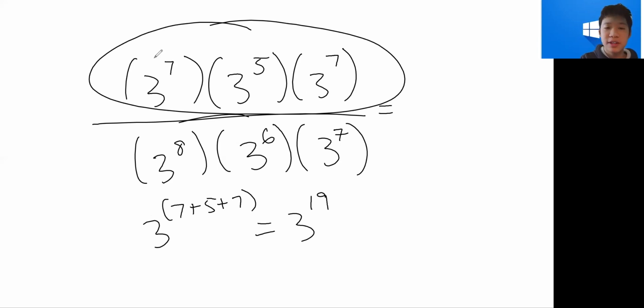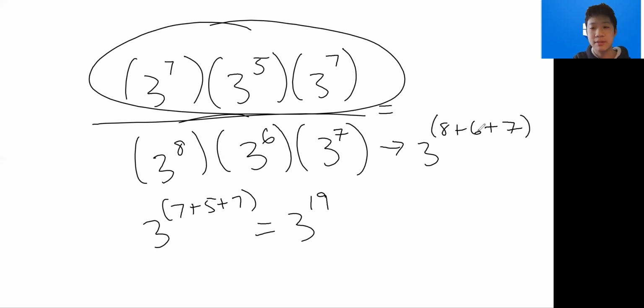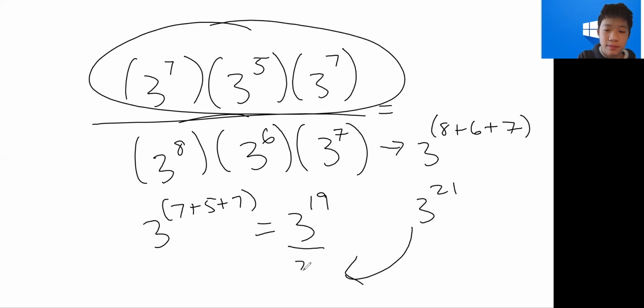And now let's pretend the top doesn't exist and just focus on the bottom. The bottom, using the same property we learned, is 3 to the 8 plus 6 plus 7 power. Okay, and what is this? This is 3 to the 21. So 3 to the 21 goes on the bottom. See what I did there?